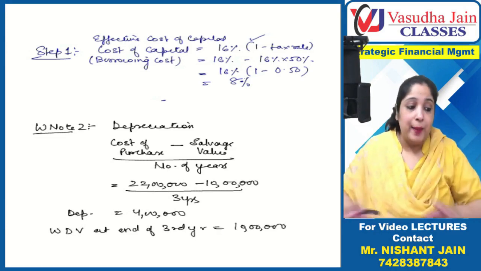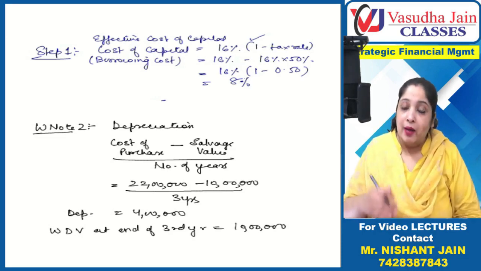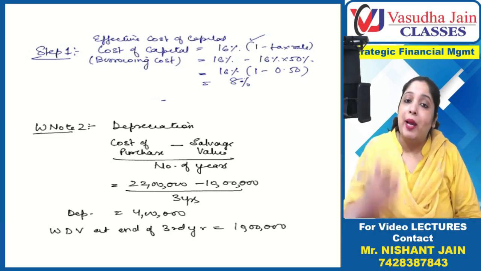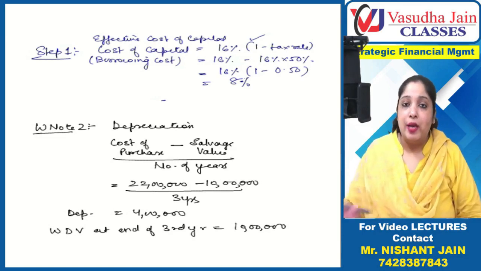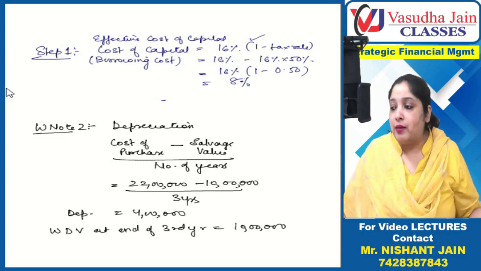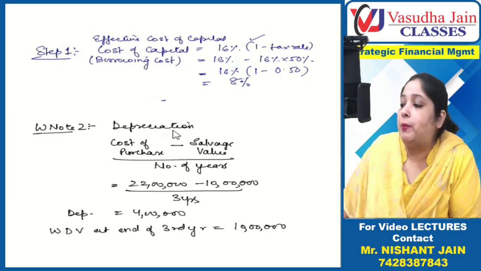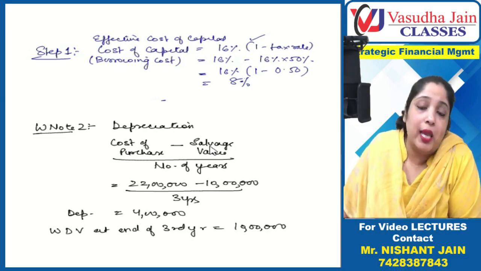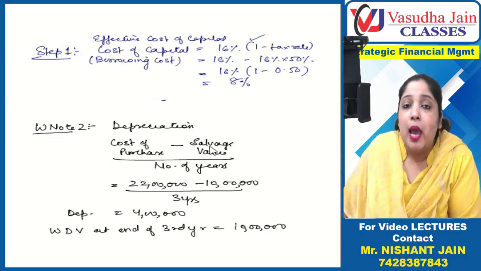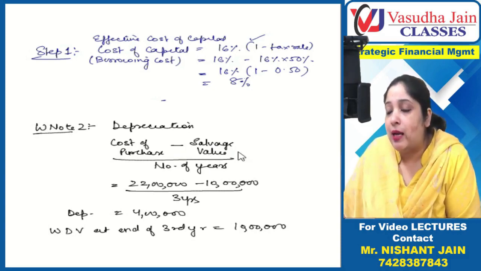Because we have not depreciated the full machine, we have depreciated only 12 lakh of the machine. Salvage value we have subtracted. Now you will see there will be conflict in various questions. In some questions they have subtracted salvage value, in some they have not, and then you will ask me, ma'am, in the first question you told us to subtract salvage value.